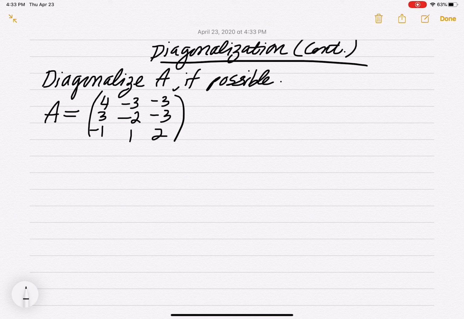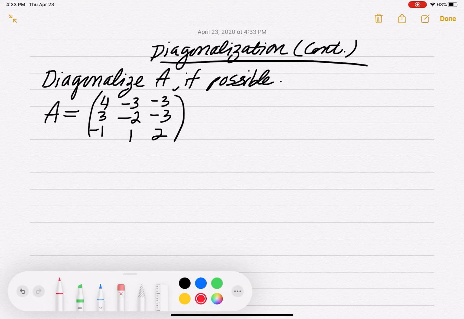We want to diagonalize a 3 by 3 matrix: 4, 3, negative 1, negative 3, negative 2, 1, negative 3, negative 3, 2. And we're going to start by, how do we always start? We start by looking at real eigenvalues. Here goes, eigenvalues.